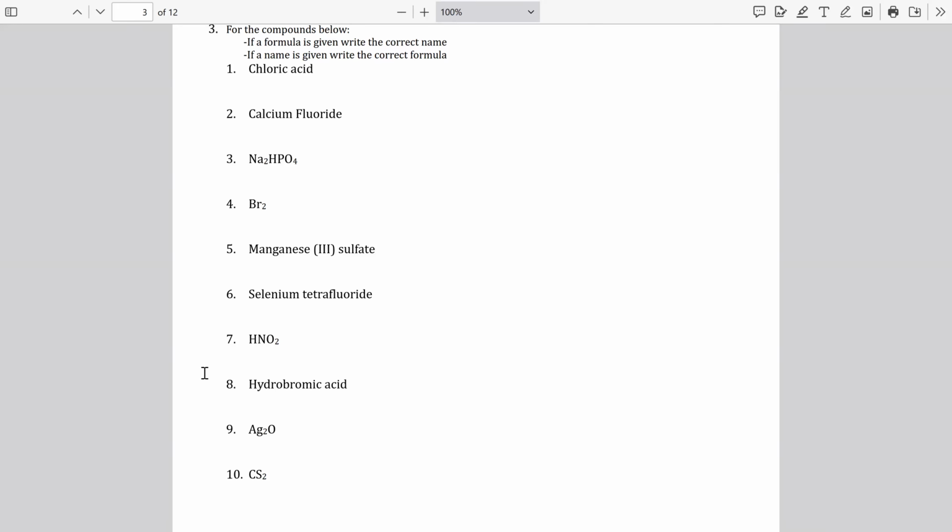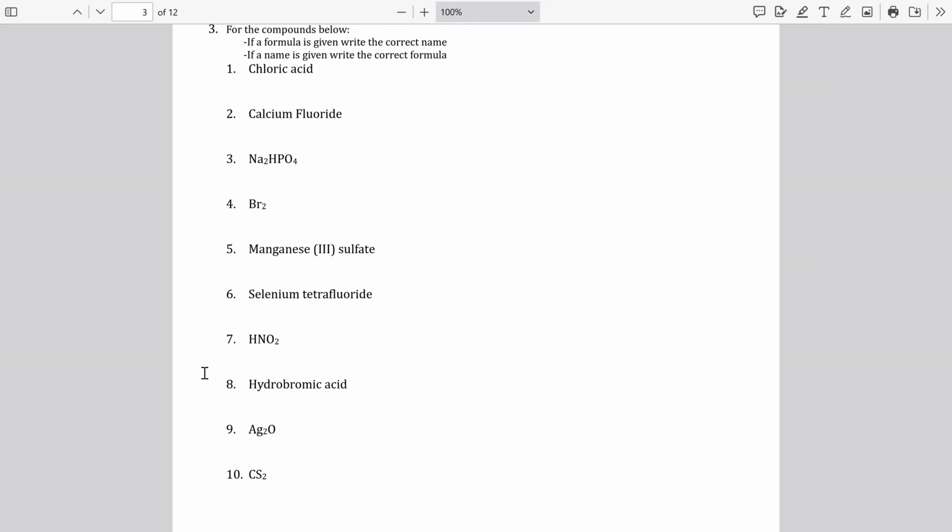So like number 5 versus number 6. Mm-hmm. How do we remember when to do it just like this or when to do the parentheses? So if it has parentheses, first off, what type of compound is this? It's ionic, right? And selenium tetrafluoride is not. Selenium tetrafluoride is covalent.